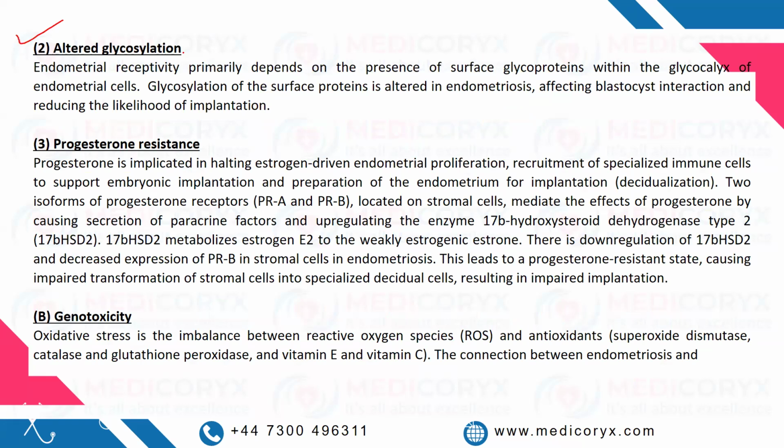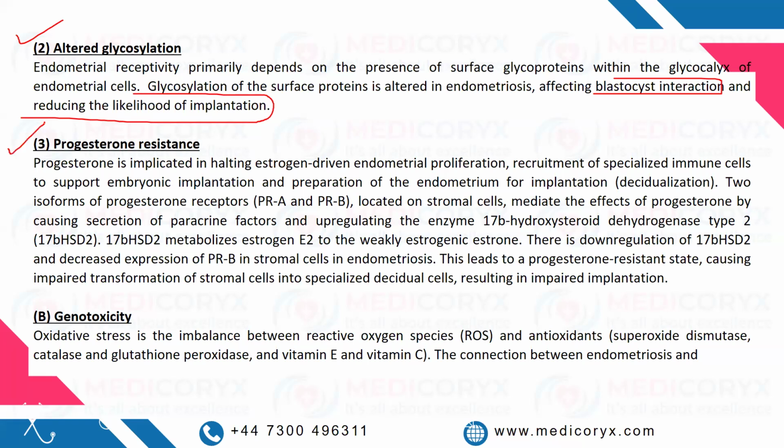Altered glycosylation means that endometrial receptivity primarily depends on the presence of surface glycoproteins within the glycocalyx of endometrial cells. So there is going to be an alteration in the glycosylation of surface proteins, which will affect blastocyst interaction and reduce the likelihood of implantation. Fair enough. That also makes sense, right?